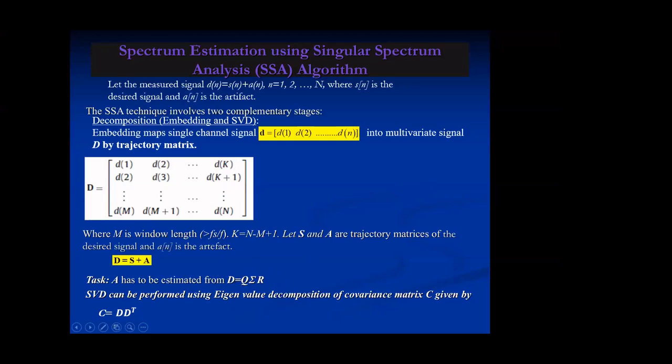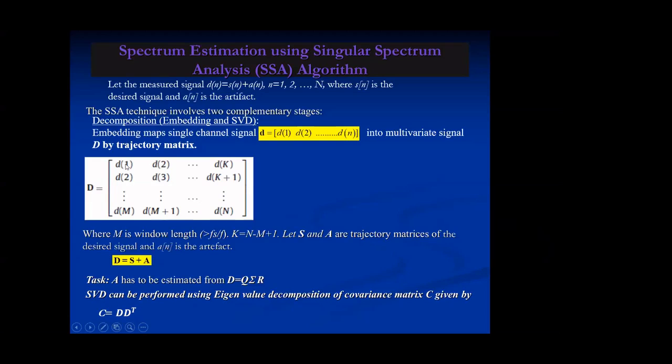This is one of the famous results from linear algebra, matrix algebra. Once I express this D in this form, then in order to find the singular value decomposition, I have to perform eigenvalue decomposition. We know the eigenvalues and eigenvectors. Basically, here you have to find the eigenvalues and eigenvectors of a covariance matrix C, which is defined as D into D transpose. This is the definition of the covariance matrix.